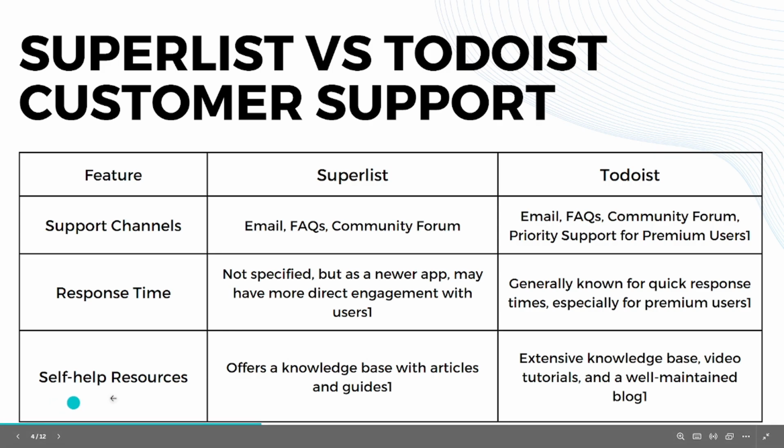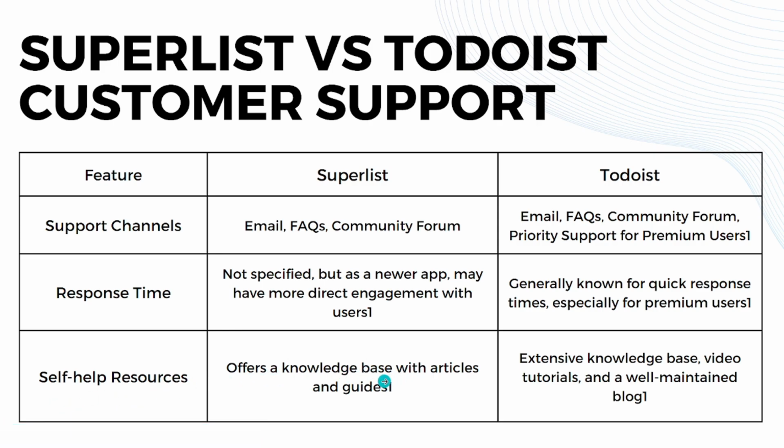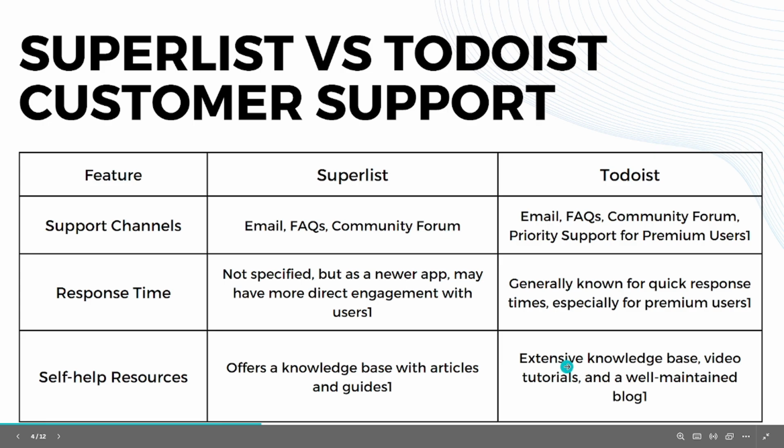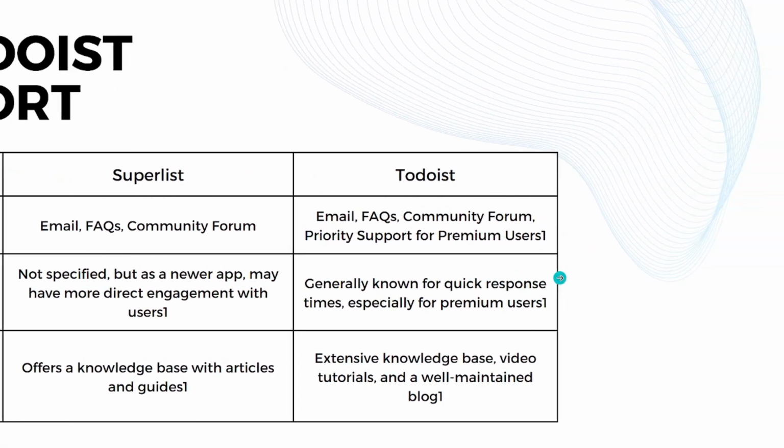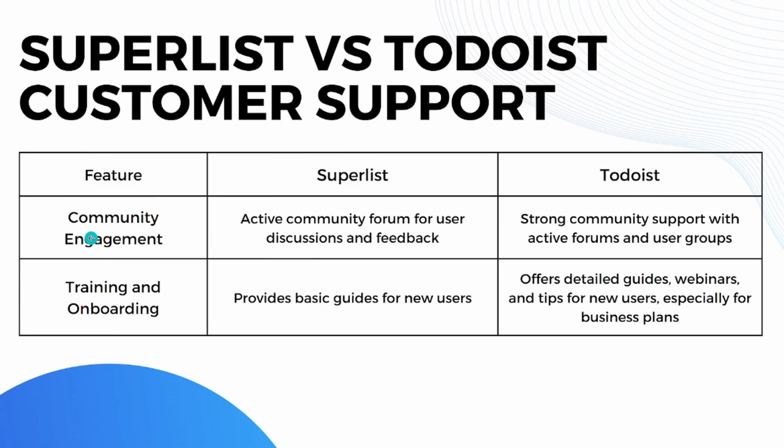And when it comes to self-help resources, Superlist offers a knowledge base with articles and guides, while Todoist has an extensive knowledge base, video tutorials, and well-maintained blogs. And when it comes to another feature, which is community engagement, Superlist has an active community forum for users' discussion and feedback, while Todoist has strong community support with active forums and user groups.